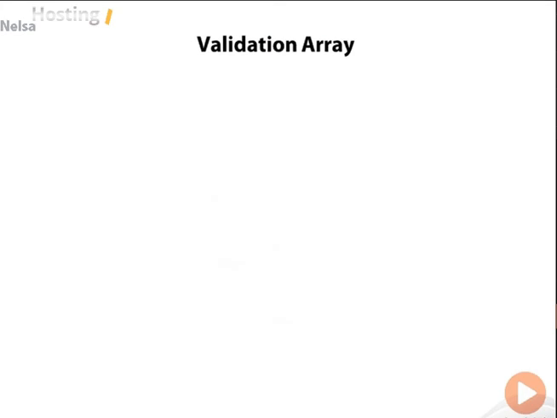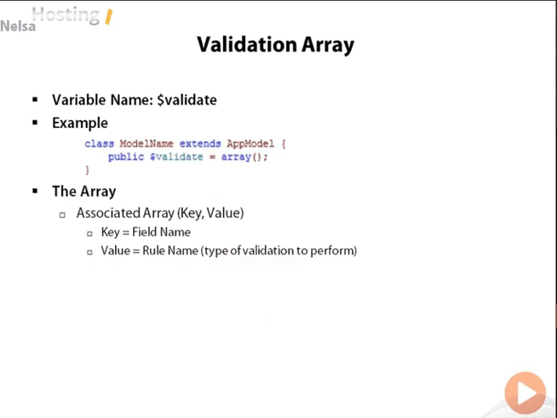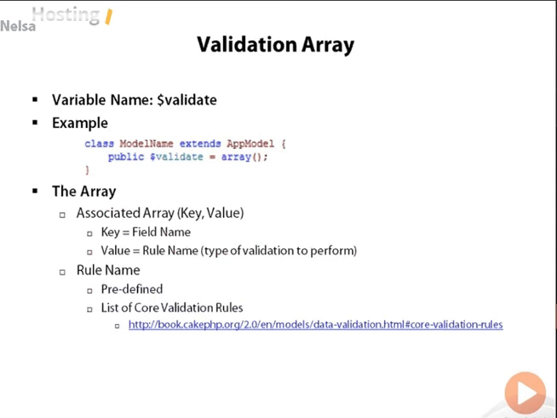To start out, we will have a validation array that we will set in our model. That variable name is validate. So for example, in our model, we would set the variable public validate, and then it will equal an array. The array is an associated array with a key value pair. The key will be equal to the field name in the table in the database. The value will be equal to the rule name, which indicates the type of validation that will be performed. The rule name is a predefined string. There's a list of core validation rules that you can find on the CakePHP website.